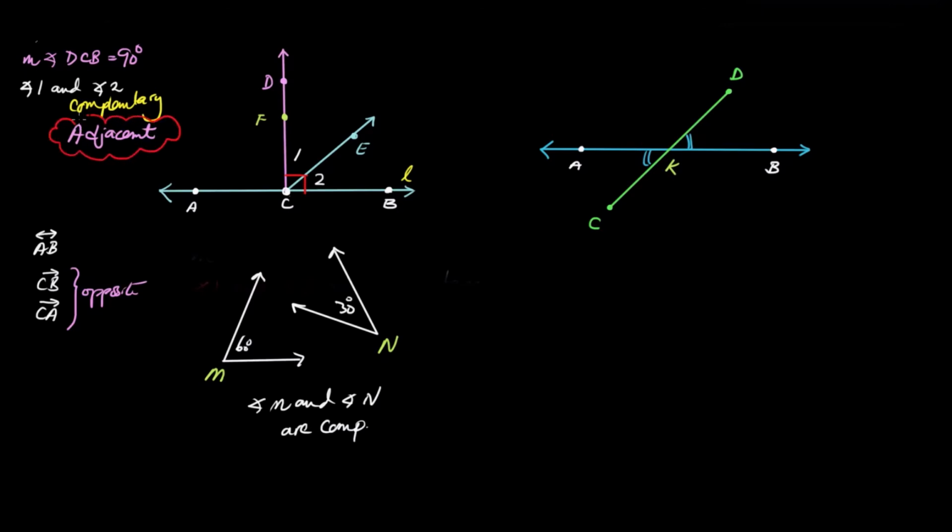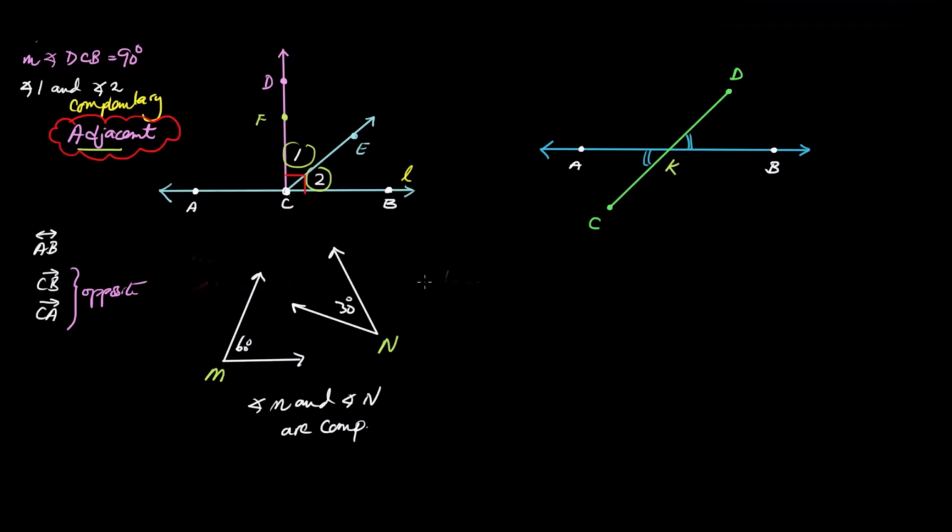Adjacent means two angles that are sitting next to each other. I'll define that for you in just a second, a bit more precisely. Adjacent complementary angles, and these are not adjacent, they're not sitting next to each other, but they still add up to 90 degrees, right? So they are complementary. So M and N are complementary because they add to 90 degrees. And so 1 and 2 are also complementary because they add up to 90 degrees.